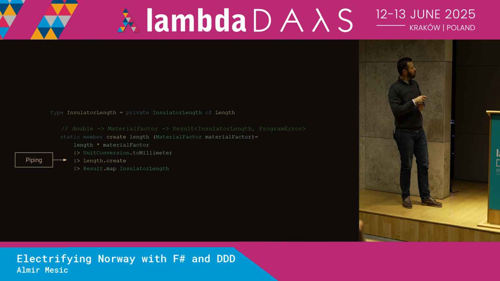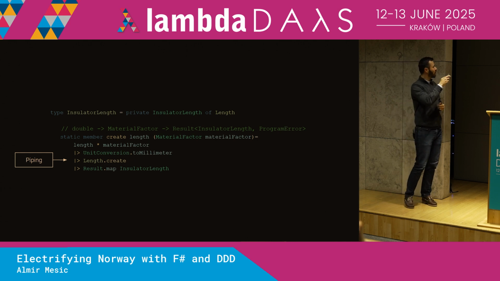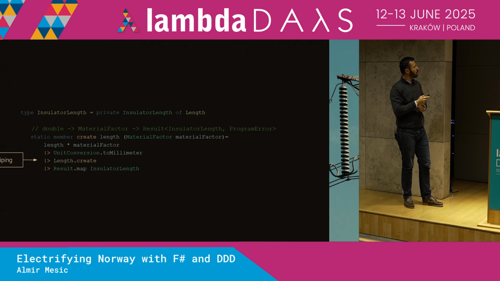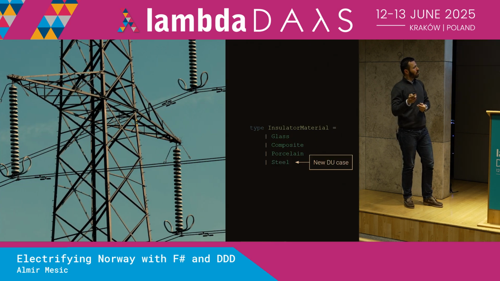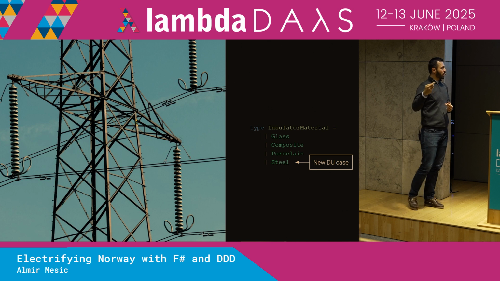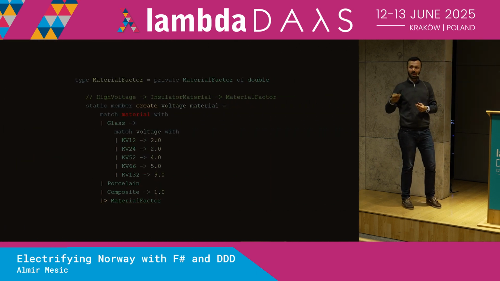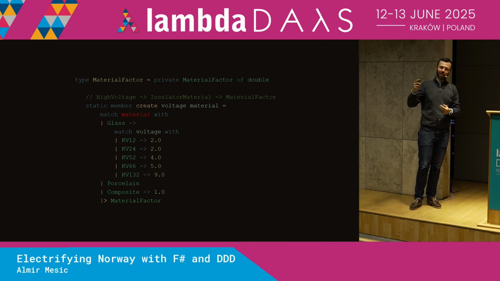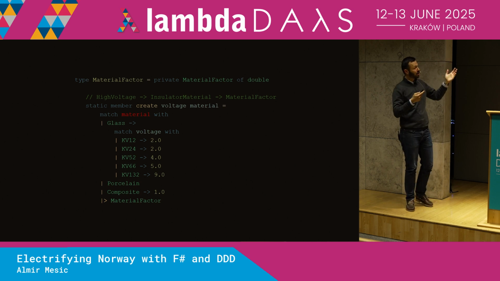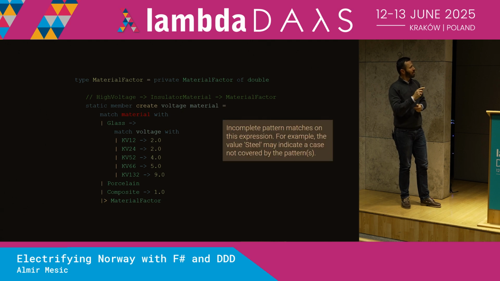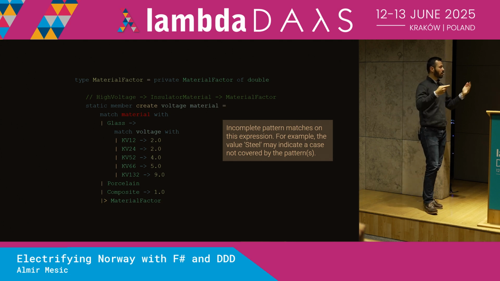Just to mention piping, I guess this is familiar to you guys, but this is similar to what you have in Unix. So let's imagine you create a new DU case, a discriminated union case. What will happen by default in F#? It will be a warning. Ideally, I think it should be an error, but we've turned it on as an error. You'll get a warning stating that there are incomplete pattern matches on this expression. Steel has not been covered in this case.